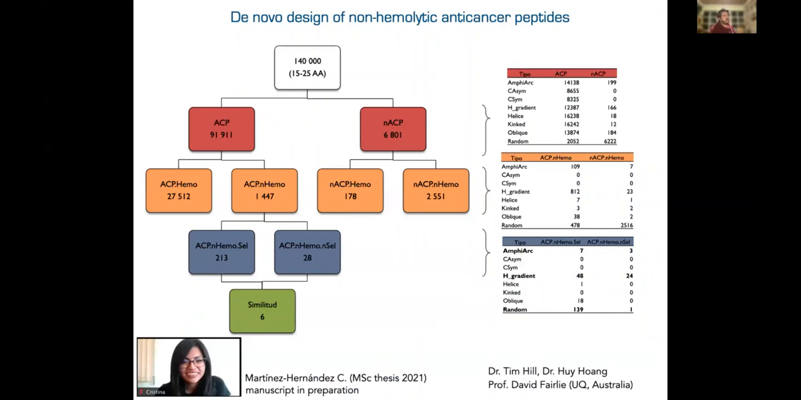Another example of that application is when we applied those to multiple predictive models. So Christina, during her master's, developed this: we were looking for sequences that had non-hemolytic anti-cancer activity, and specifically with selectivity towards specific cancer cell lines. She started with 140,000 peptides, and then applied a succession of binary classifiers: anti-cancer or non-anti-cancer, hemolytic or non-hemolytic, selective or non-selective, to end up with a handful of peptides that we are currently synthesizing with other Australians in the lab of David Fairlie and testing against different cancer cell lines over there.